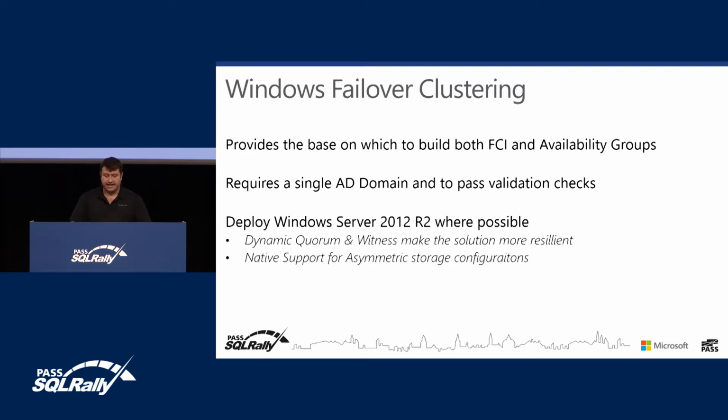Okay. Again, Windows Server 2012 and 2012 R2 have native support for asymmetric storage configurations, and an asymmetric storage configuration is where you've effectively got your storage over 2 sites. Okay. If you want that capability with Windows Server 2008 R2, then you've got to apply a specific hotfix and KB to get that done.